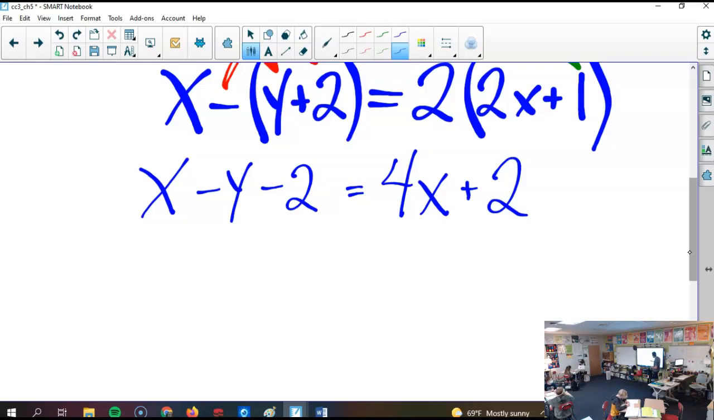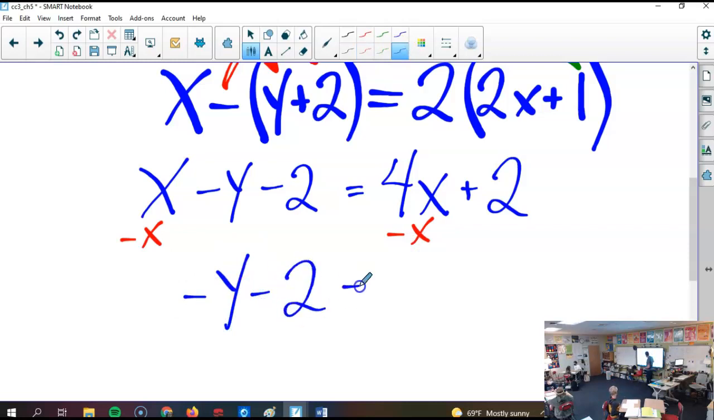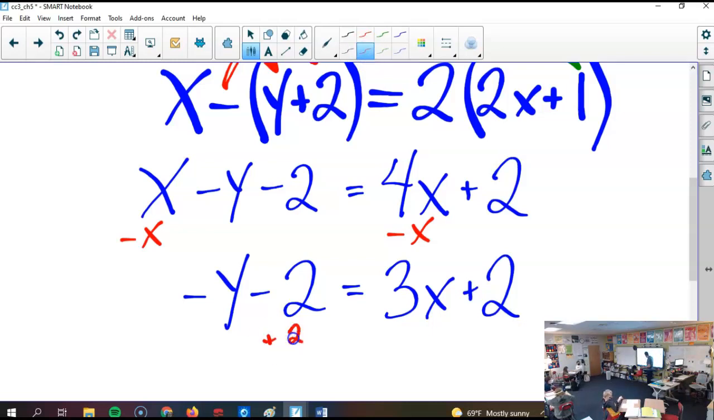Oh, man. I see a snag we're going to hit. If I take away x from both sides, I have negative y, negative 2, 3x, 2. Add 2 to both sides. Yeah, I like that. I'm still going to hit this weird snag, though. Yeah, I get it. I'm not sure what to do. We get negative y equals 3x plus 4.